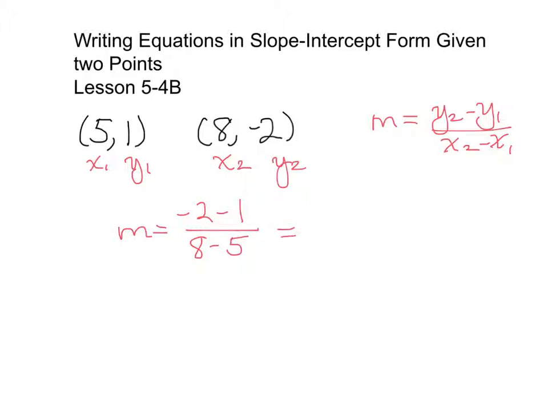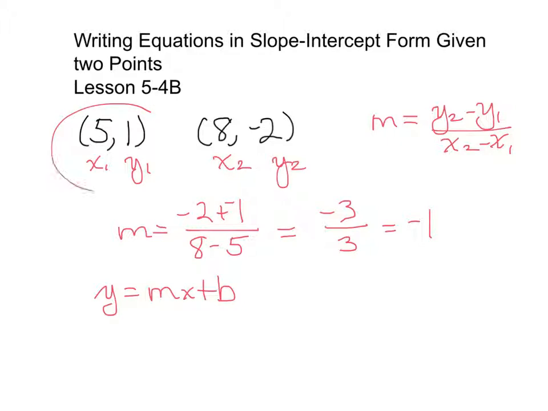Okay, let's be careful with the signs. Let's change this to adding a negative. So we have negative 3 over 3, which is equal to negative 1. Then, once we have the slope, we want to find b. The way we find b will be the way that we found b yesterday, which was we're going to take one of our points and substitute it into the equation y equals mx plus b.